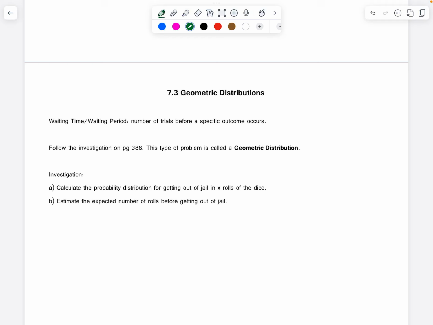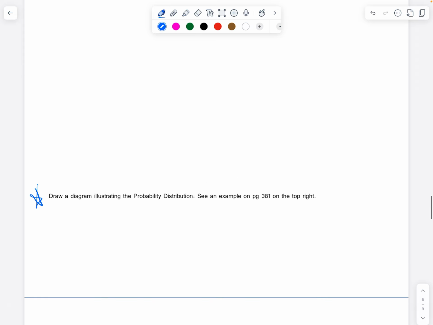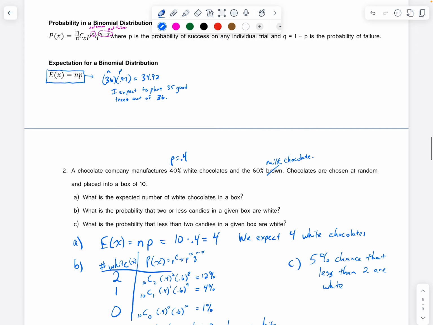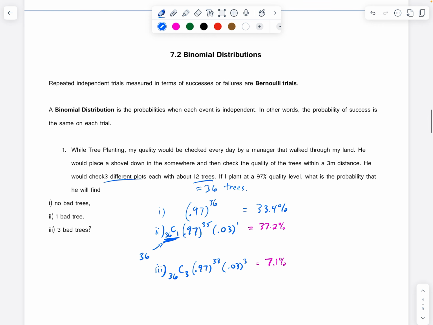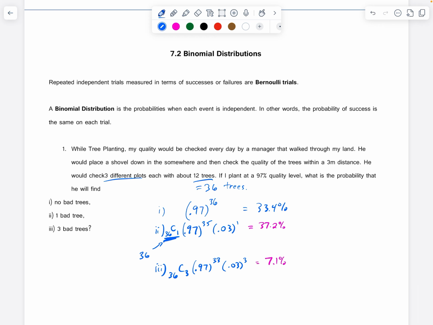7.3, geometric distributions. In the last lesson, we learned about binomial distributions. So binomial distributions, the key is that there was success and there was failure. So we could have had one of two options.